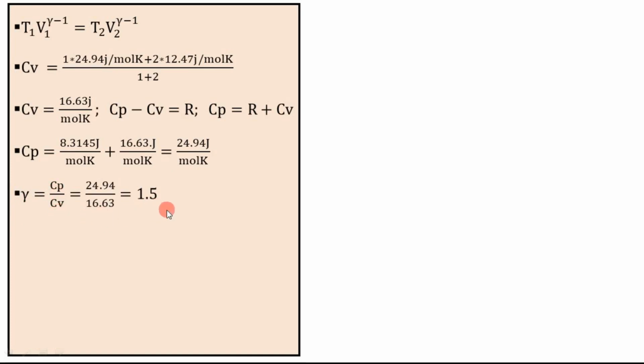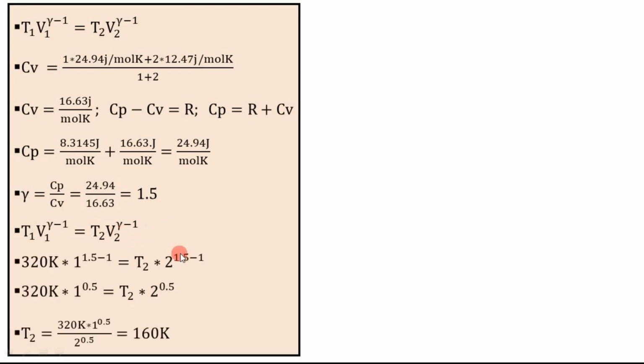The combined CV, you need to calculate the combined CP. Then after you calculate the gamma, after getting the gamma, then you can use the formula above to look for the T2. T1 V1 to the gamma minus 1 equal to T2 V2 to the gamma minus 1. Here the gamma we get them. Then we can calculate the T2. So you will see that the T2 will be equal to 160 Kelvin. So we are only replacing the values. The T1, here the V1 and the V2. This is the gamma ratio that we have calculated. The trick here is to calculate the gamma ratio by using the combined CV and using the combined CP.